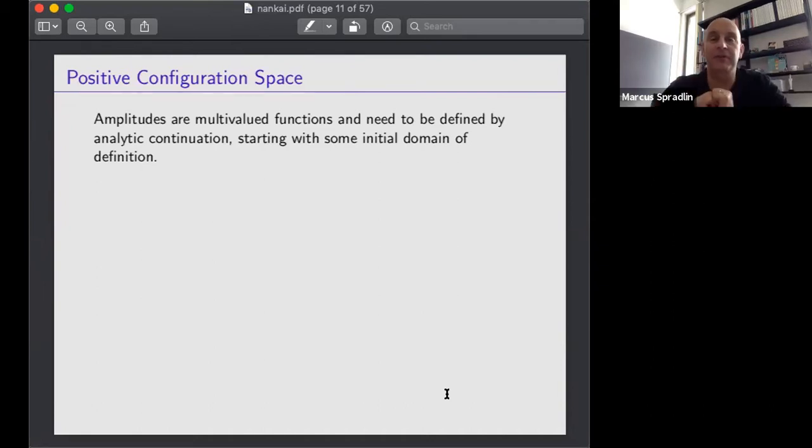And because these are multi-valued functions, they need to be defined by analytic continuation, starting with some initial definition. You need to start with an initial domain, kind of like when you write down a power series and you say, okay, here's a power series, it converges in such and such domain, and then I define it by analytic continuation elsewhere.